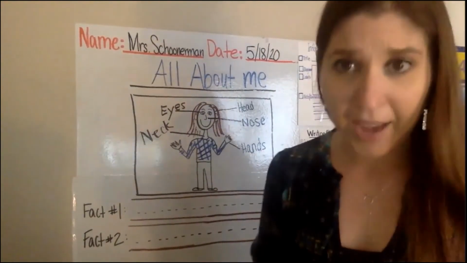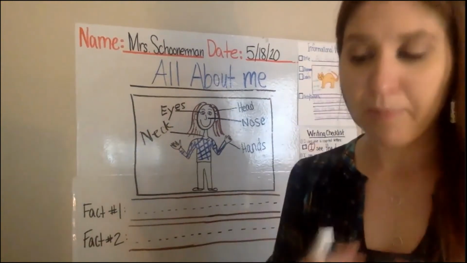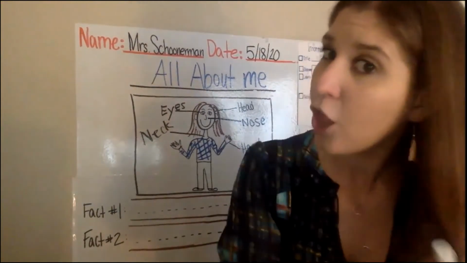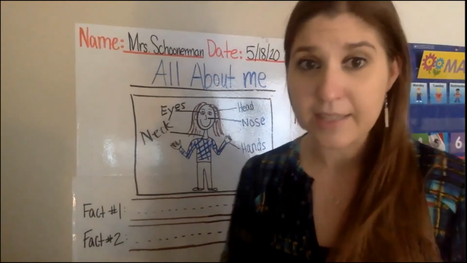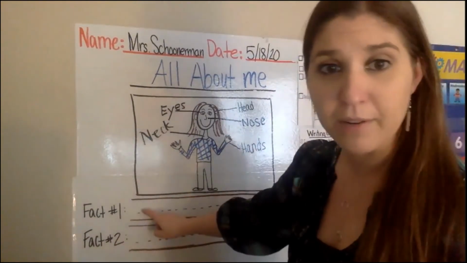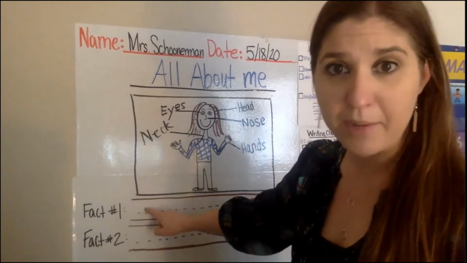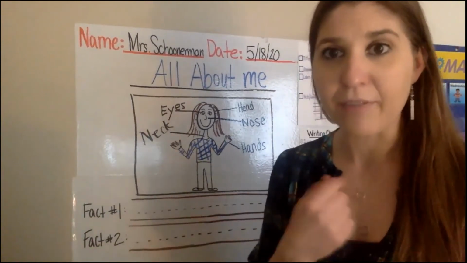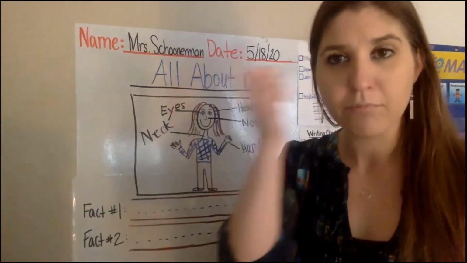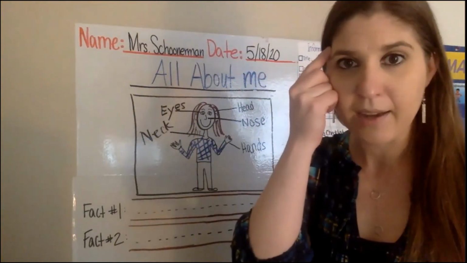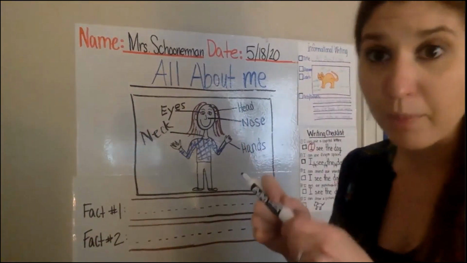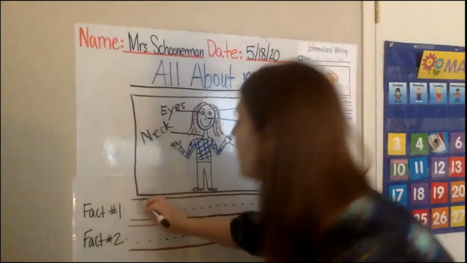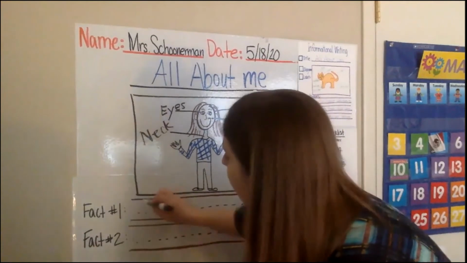So the first fact, the first thing that is real about me, is that I have long brown hair. So that's the first sentence I'm going to write. That's the first caption, the first fact down at the bottom here. I have long brown hair. So I think about what I'm going to say, and now I'm going to write it down. I have long brown hair. So we start our sentences with a capital.